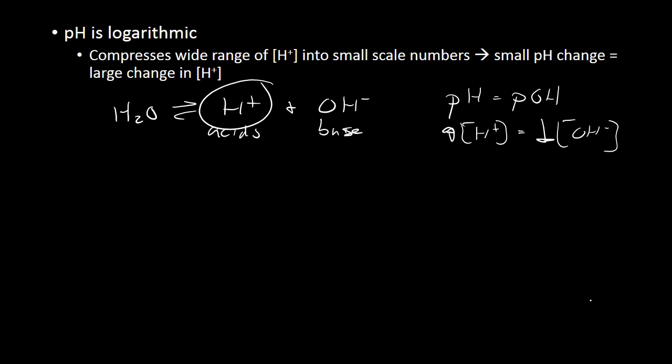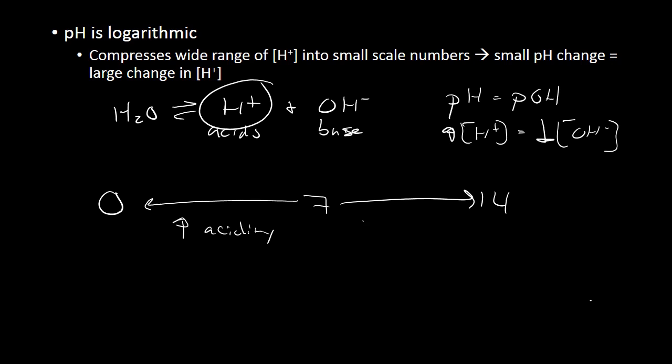So if we look at that pH scale, we know it goes from 0 to 7 to 14. We have always said from 0 to 7 are our acids, so we're increasing acidity. And we always say from 7 to 14 is our bases, so our alkalinity. And we've blended them into one scale.